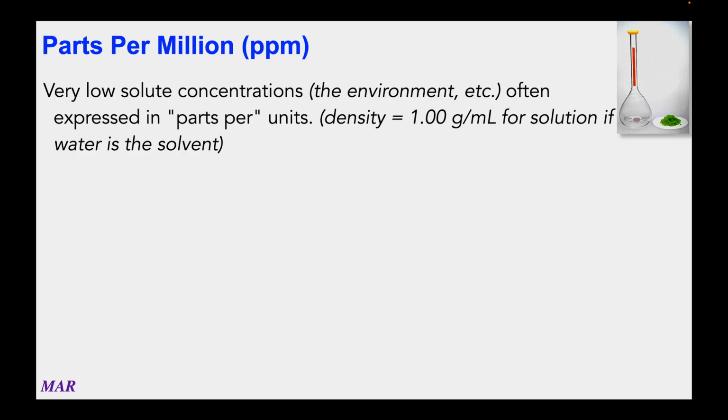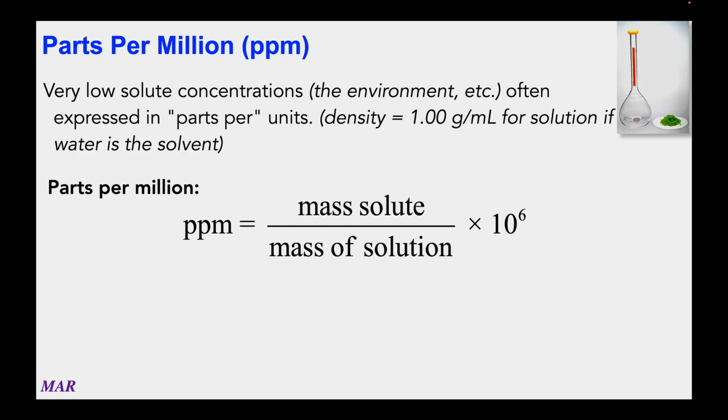If you're dealing with parts per million, which is often abbreviated ppm, water will often be the solution, and they just assume that the density of your solution is 1 gram per milliliter of water. So this is an abbreviation that's used, and because the amount of solute is so small, it's not really a big deal. So let's see an example of how this works.